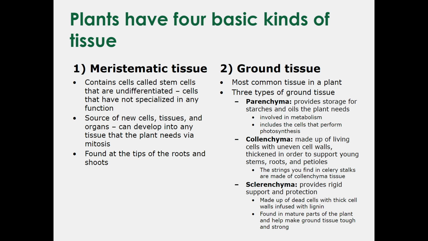Collenchyma is going to be made up of living cells, but they have uneven cell walls, oftentimes thickened by things like cellulose or lignin, and they're there to support young stems, roots, and petioles. For example, the strings you find in celery stalks are made of collenchyma tissue. Now, if we want cells that provide rigid support and protection, we'd look at the sclerenchyma. They have walls infused with a lot of lignin. They're found in the mature parts of the plant, and they're going to help make the ground tissue tough and strong. So they're definitely the most supportive. Structural would be collenchyma, and parenchyma is going to be more metabolic or photosynthetic.